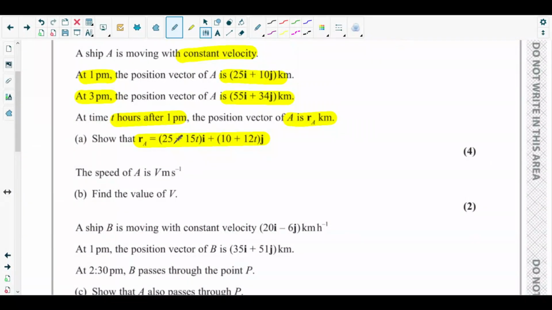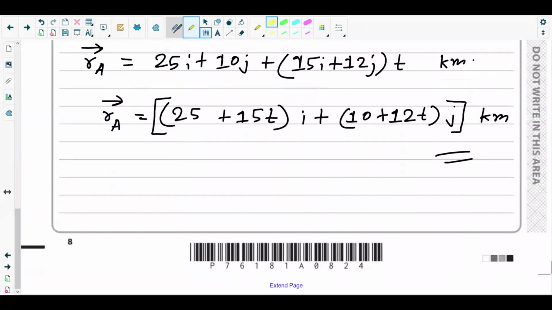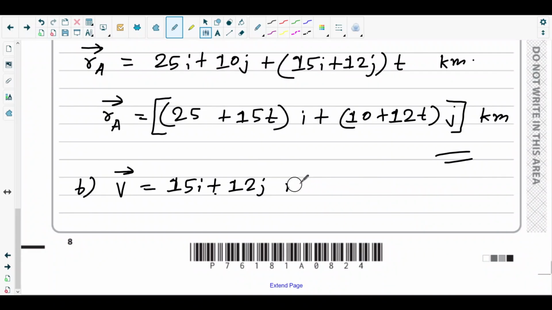Next is part B. The speed of A is v meters per second, and part B asks us to find the value of v. So we need to find the speed of ship A. The velocity of A is 15i plus 12j kilometers per hour.